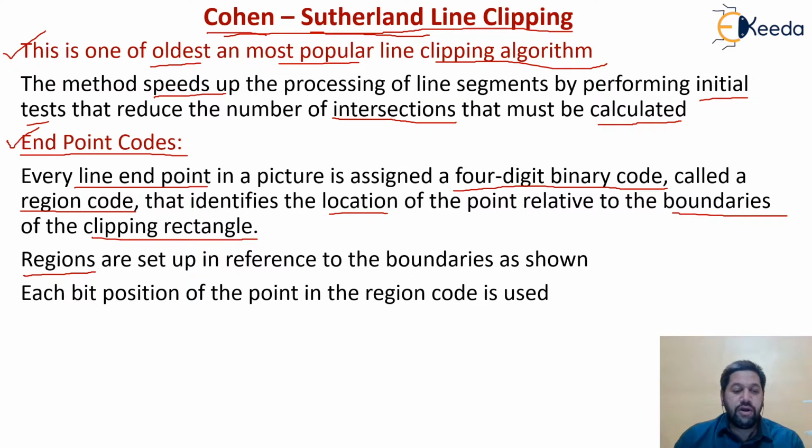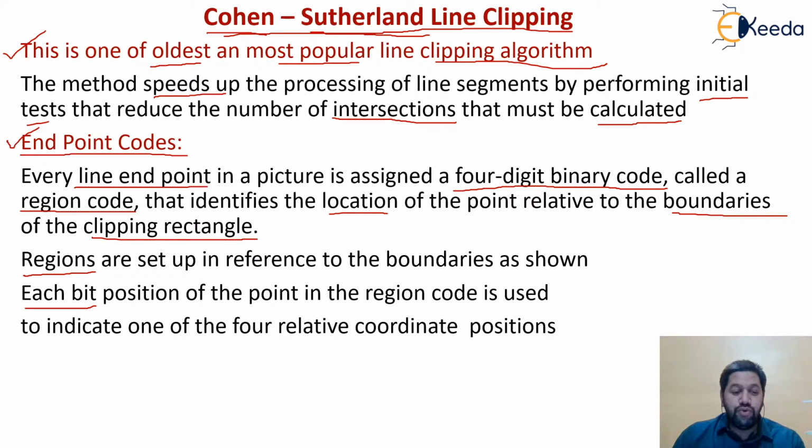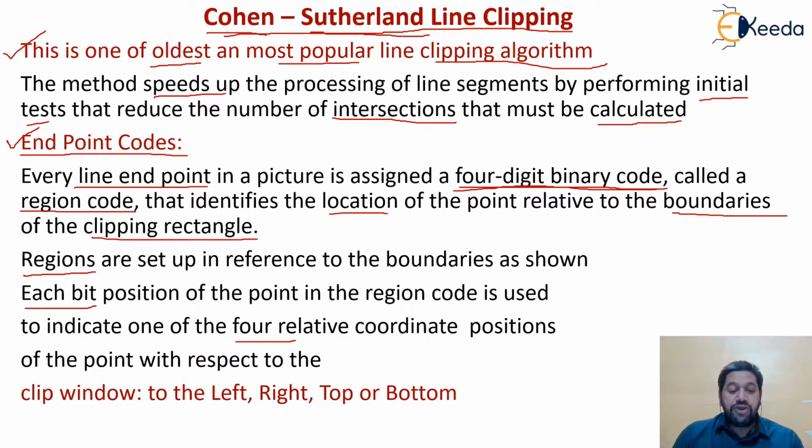In the next diagram, each bit position of the point in the region code is used to indicate one of the four relative coordinate positions. How many bits do I have in the binary code? I have a 4-digit binary code. So the endpoint code uses a 4-digit binary code, and each bit position of the point in the region code is used to indicate one of the four relative coordinate positions of the point with respect to the clipping window.